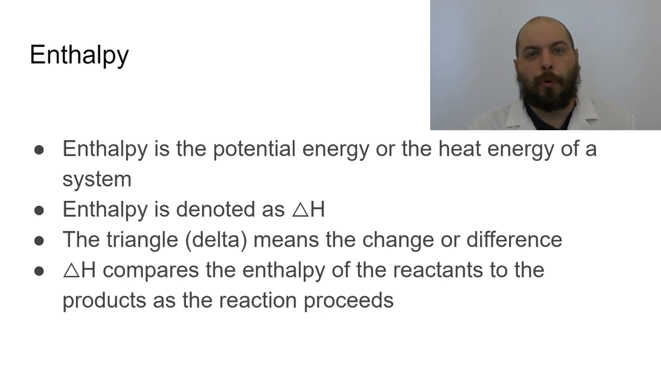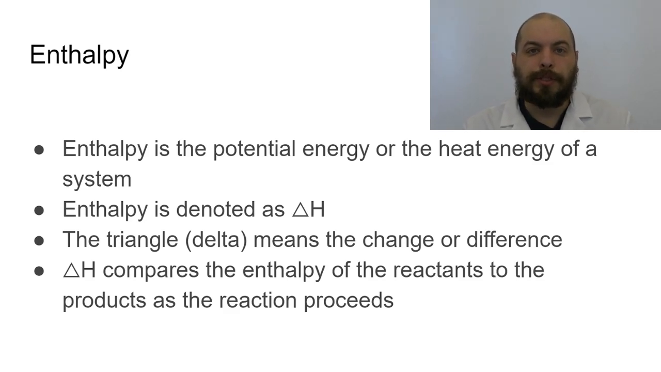Well, over the course of a reaction, we can actually track the change in enthalpy of reactants to products. Anytime we see change in enthalpy, it's represented by a delta, the little triangle Greek symbol delta, and the H. H is our variable for enthalpy. So delta H represents the change in enthalpy over the course of a chemical reaction.